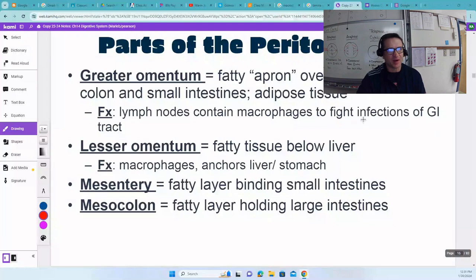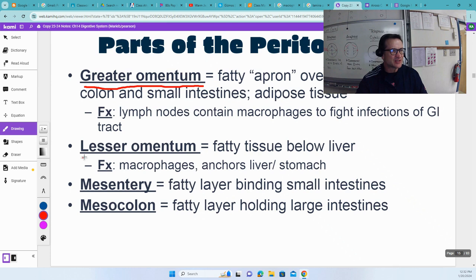All right, so now different parts of the peritoneum. First one's called the greater omentum. We went over this in Unit 1. I don't know if it's in our current lab. That's the fatty apron that's going to drape over the transverse colon, the part of the large intestine that's going horizontally. Also drapes over the small intestines, made of adipose tissue, so that's fat. Contains lymph nodes and macrophages. These are cells that basically engulf cell invaders like, say, bacteria.